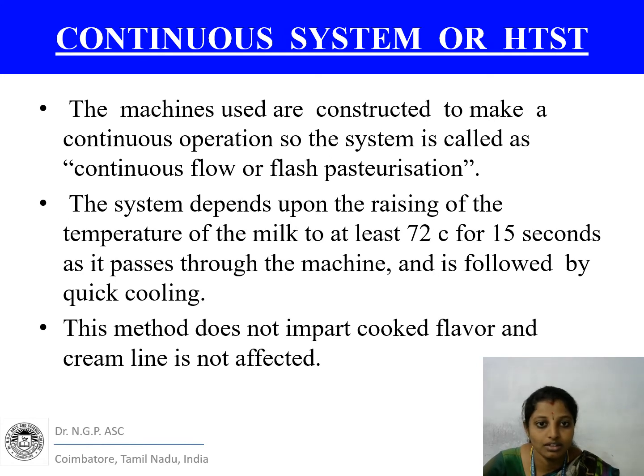The next is the continuous system or high temperature short term. The machines are constructed to make continuous operations, so the system is called continuous flow or flash pasteurization. The system depends upon raising the temperature of the milk to at least 72 degrees Celsius for 15 seconds as it passes through the machine, followed by quick cooling. This method does not impart a cooked flavor and the cream line is not affected.